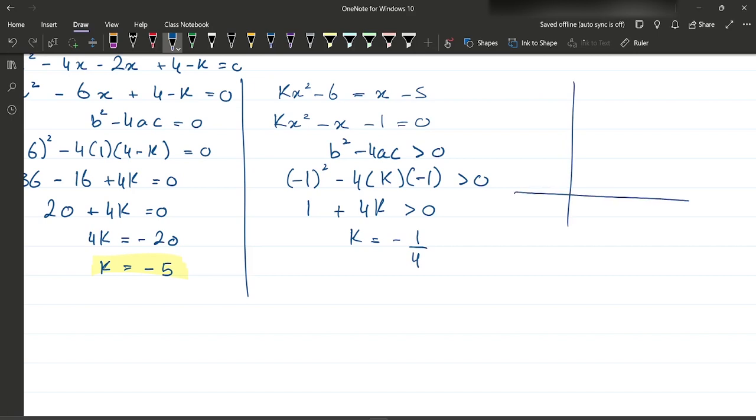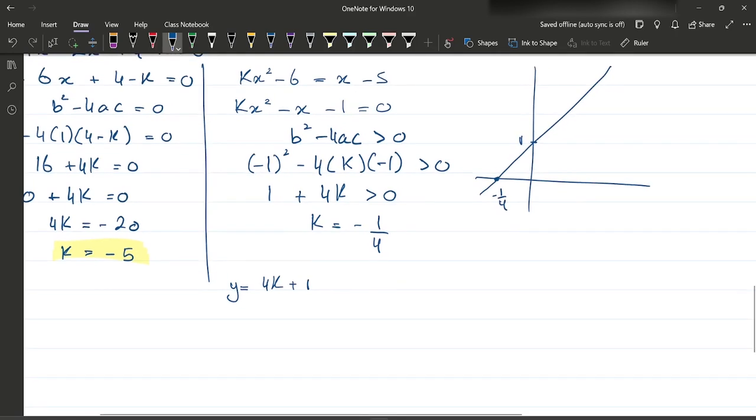Okay, so let's write this in y equals mx plus c form. So our m is 4, and so we should have something like this. So this should be minus 1 over 4. It should be about 1. Okay, it doesn't have to be accurate. So what are they asking us? They're asking us where this line is greater than 0. So the line is greater than 0 all the way here. All these values are greater than 0. Okay, and when does that happen? When x is greater than minus 1 over 4. So when x is greater than minus 1 over 4, that's when we get our answers.